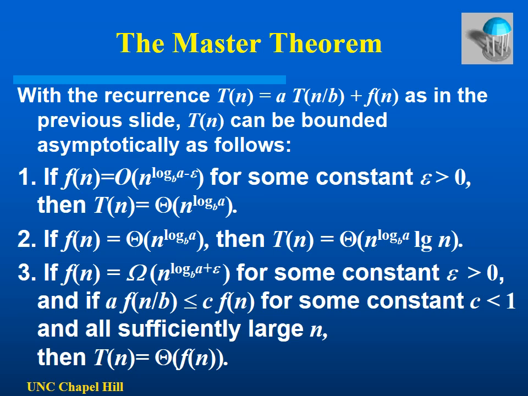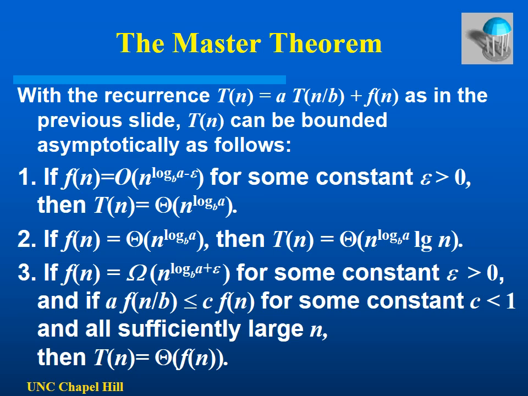If f of n doesn't involve that epsilon, it's simply theta of n to the log sub b of a. It's theta of that. Then T of n, we know the solution. It's n to the log sub b of a times log of n.